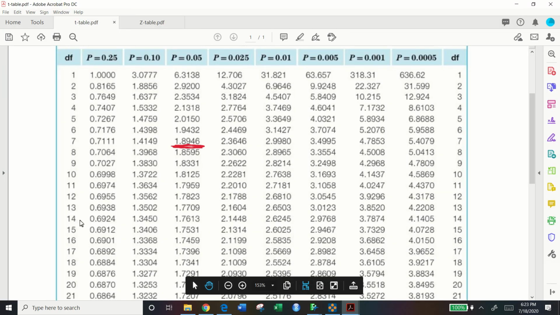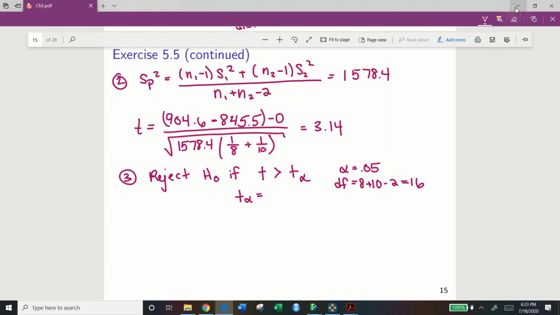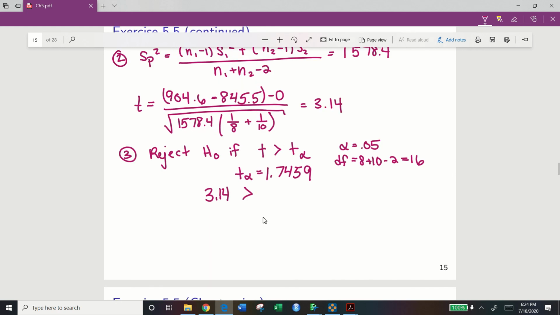Degrees of freedom 16, alpha value of 0.05, so that's going to be 1.7459. Now to compare, I think it's pretty obvious that 3.14 is greater than 1.7459. So therefore, we can reject our null hypothesis.